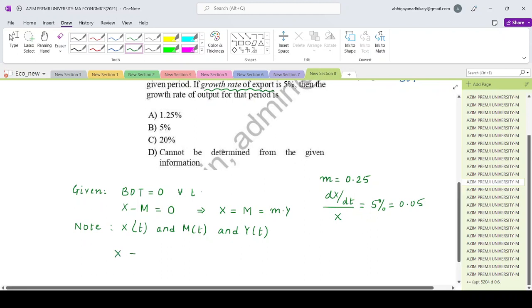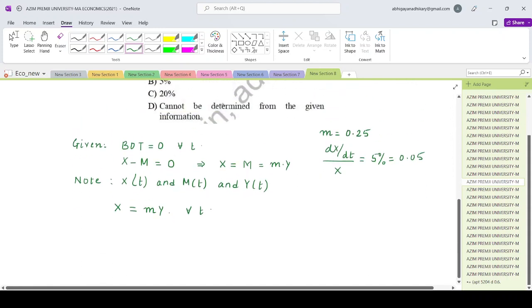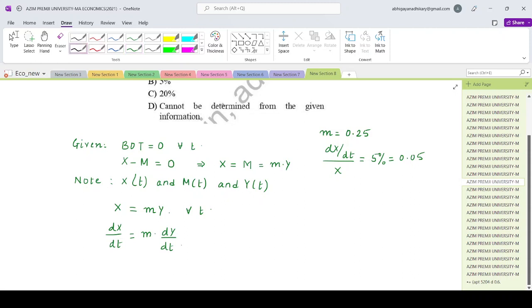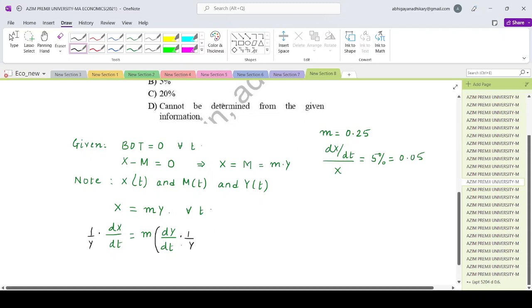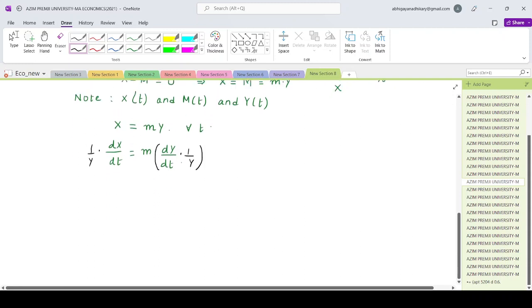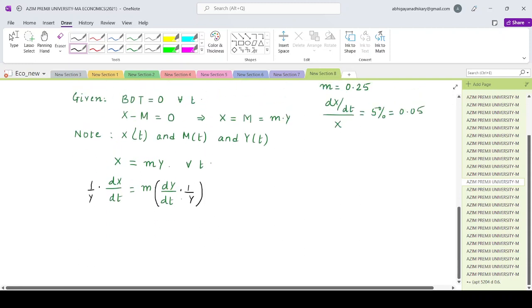So x equals m times y, and this is the same for all t. This is the condition that we'll use. If we differentiate with respect to t, dx/dt equals m times dy/dt. To find the growth rate, I'll multiply by 1/y on both sides. The term on the right, dy/dt times 1/y, basically represents the growth rate of GDP.